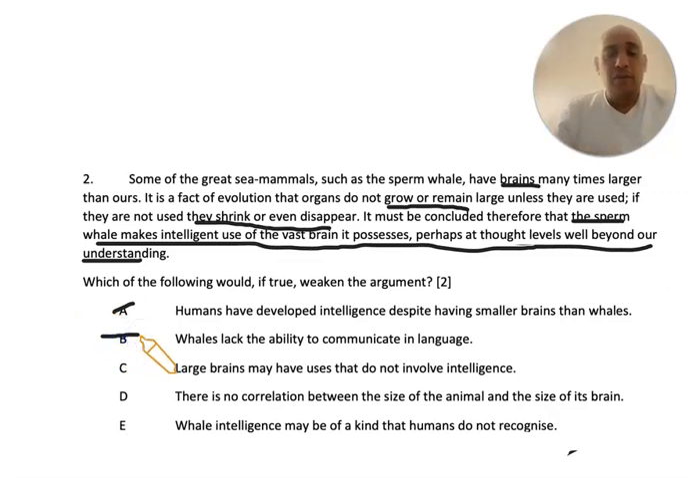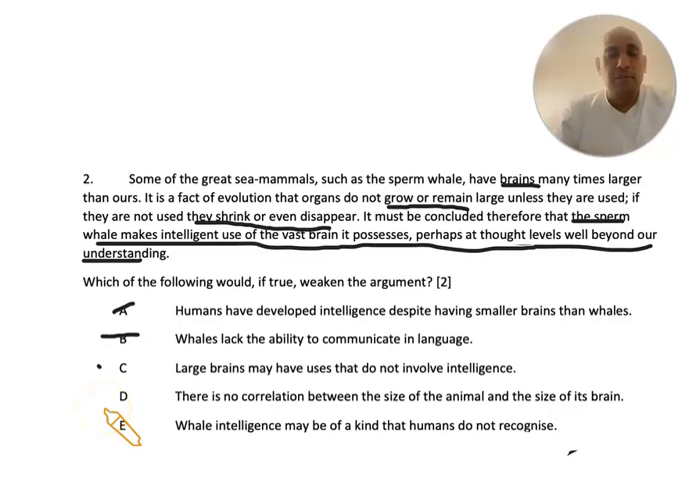So B is wrong. So C is, large brains may have uses that do not involve intelligence. This is the key. The writer assumes big brains must be used for thinking, but C is saying that it could be used for other things. You know, imagine a large body, it can use it for regulating its body temperature, how to digest. So this is a potential answer. So I'm going to put a dot there.